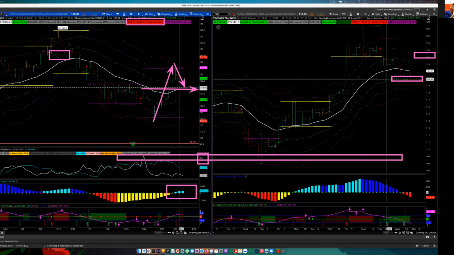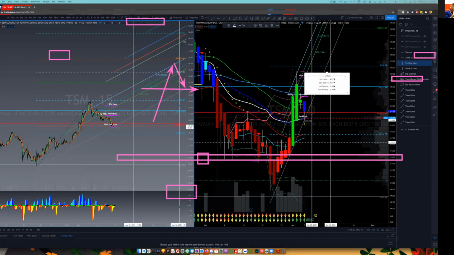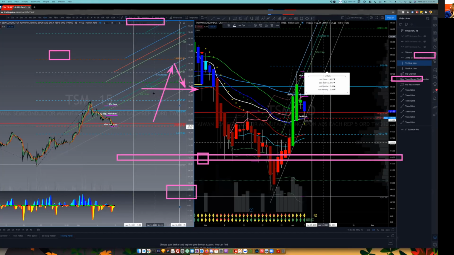And we've got a price target with a lot of open interest on monthly expirations. So yeah, I like the TSMs. Obviously, you guys choose what you want. You got to manage the risk. I'm not a financial advisor. All of this stuff is just my opinion.